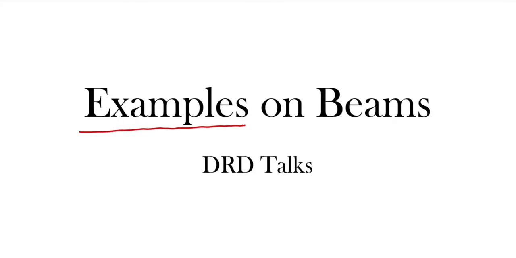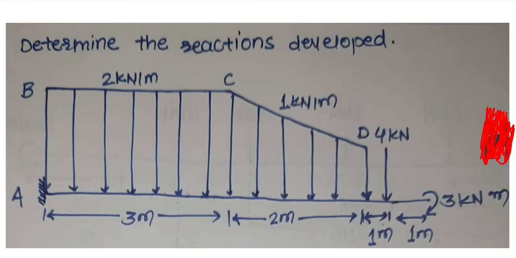In this lecture, we are going to discuss a complex example on beams. So let's start. This is our example. Determine the reactions developed. From this point to this point, the beam is there. At point A, there is a fixed support.